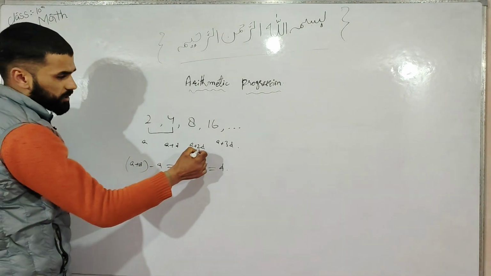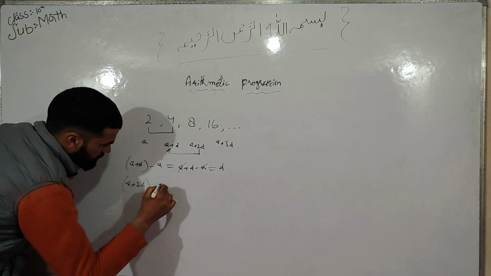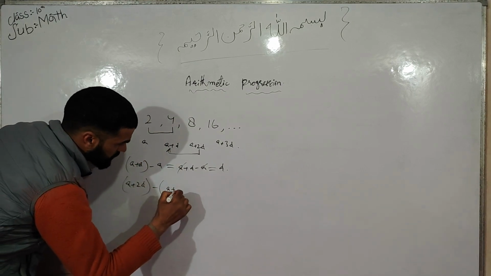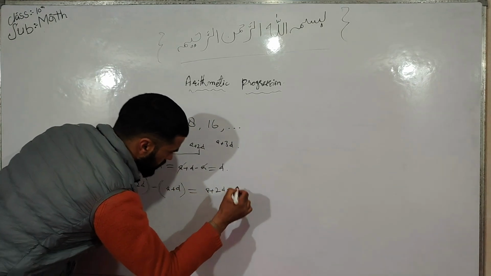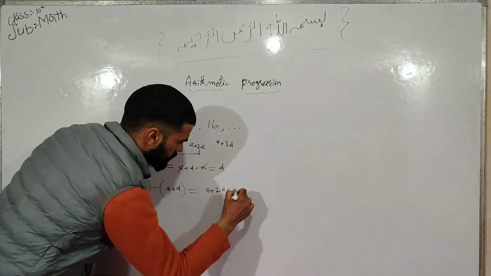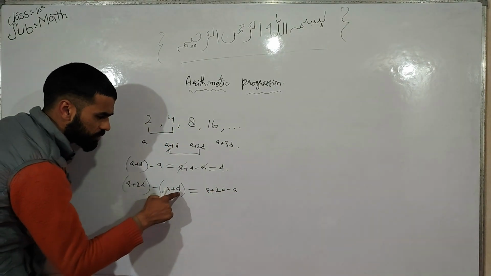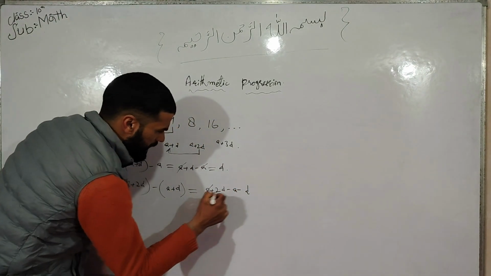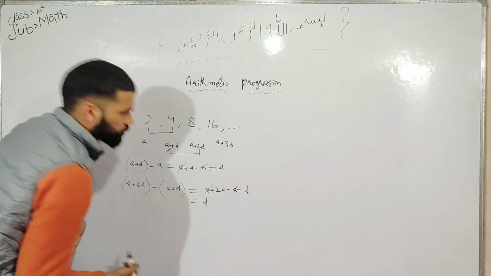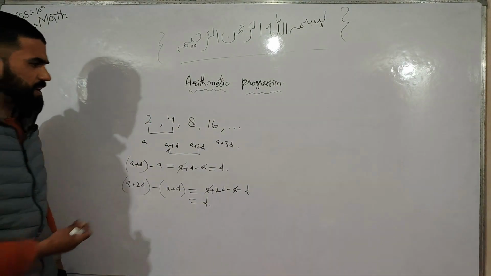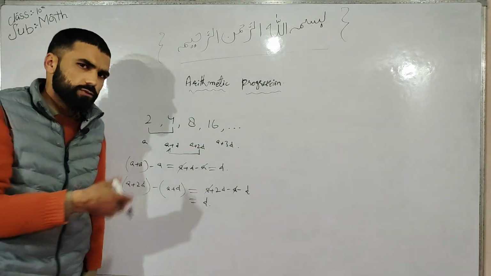And if we subtract the second term from the third term, the third term is A plus 2D, subtracted by the second term. What is the second term? A plus D. Very good. So this will be equal to A plus 2D minus A, minus D. A will get cancelled out, and we get 2D minus D, that is D. So if you subtract two consecutive terms, we get D.